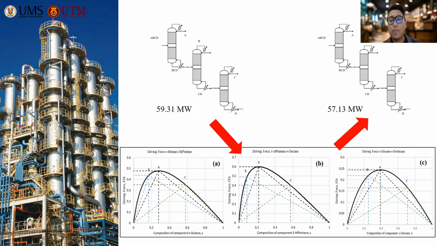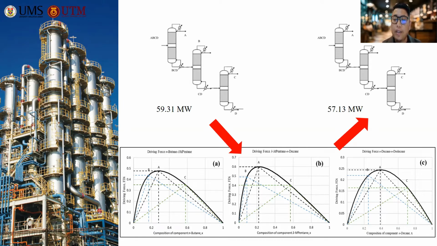Since we have a four-component system with three distillation columns, we need to have three driving force curves. On each driving force curve, we have several points. Based on the driving force approach, we need to design the individual distillation column at the maximum point of the driving force curve, as in this case study.